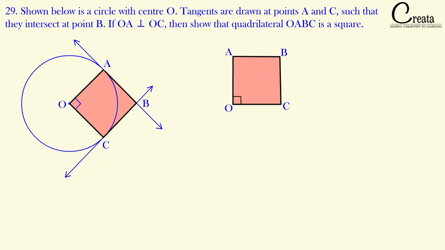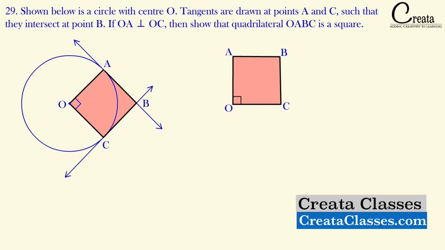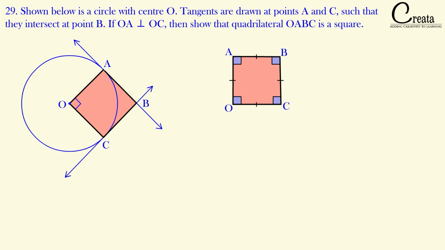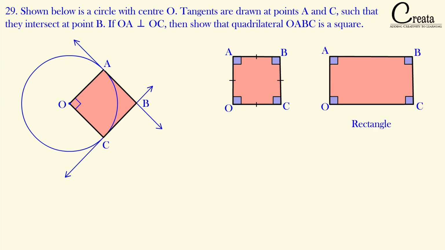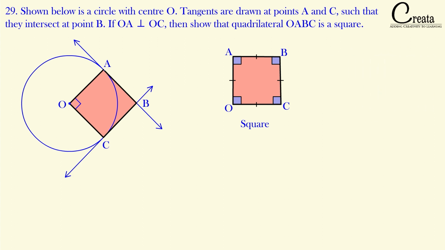What is the property of a square? A square is a type of parallelogram in which all the angles are 90 degrees and all the sides are equal to each other. We have two types of parallelogram in which all the angles are 90 degrees: one is a rectangle and one is a square. The difference is that in a square all the sides are equal, while in a rectangle only the opposite sides are equal. Here we have to prove the quadrilateral is a square. It means we have to prove all four angles are 90 degrees, and all the sides are equal to each other. If we prove these two criteria, we can prove it is a square.